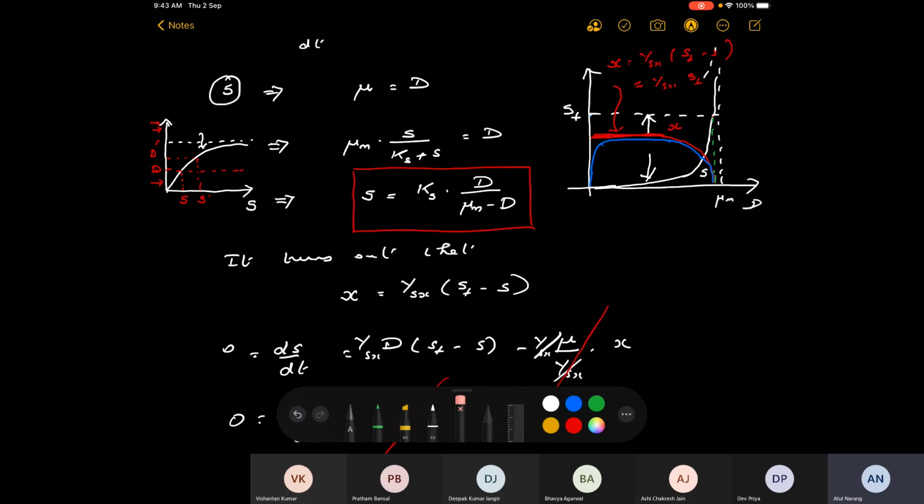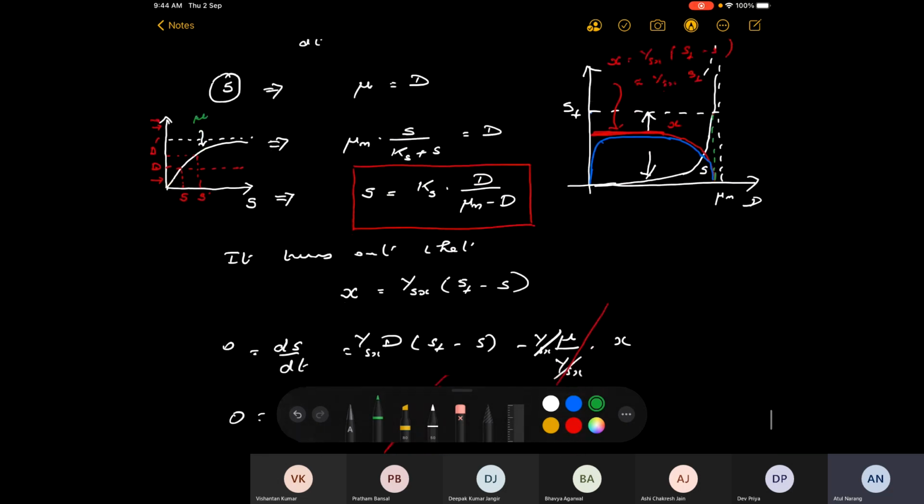Now, an easy way to understand this equation is to simply look at it geometrically. So just plot the function mu m multiplied by S over Ks plus S, which I have done on the left hand side. This is the function mu. It's a hyperbolic function that typically rises very very fast because Ks is small and then remains constant at the value mu m. Now, to find out the value of S at any particular d, you simply draw a horizontal line, as I have drawn in red, at any particular d.